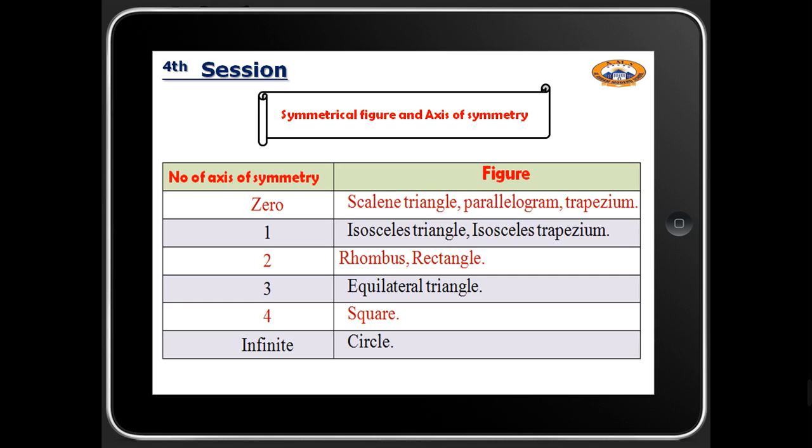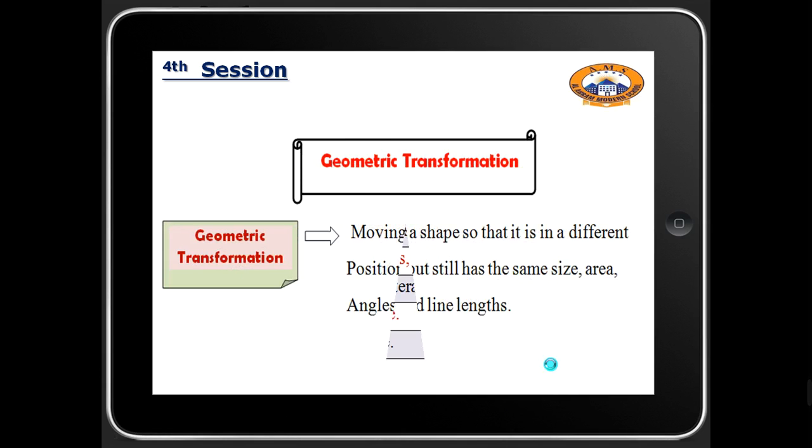parallelogram, and trapezium. All these polygons have 0 lines of symmetry, but when we see the word isosceles, it has 1 axis of symmetry. Isosceles triangle and isosceles trapezium have only 1 axis of symmetry. The rhombus and rectangle have 2. Equilateral triangle, as I told you, 3, and square, 4. And the circle has a very large number of axes of symmetry.